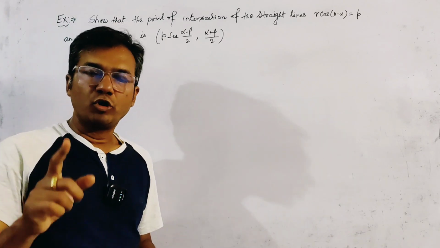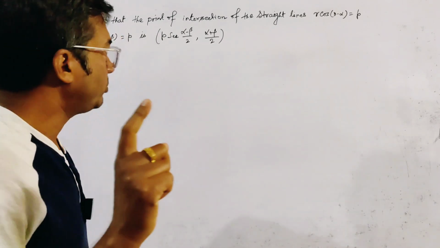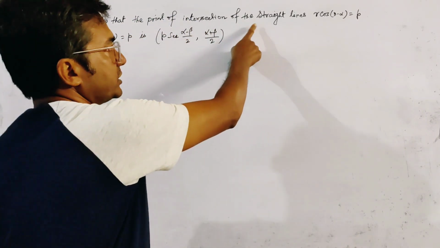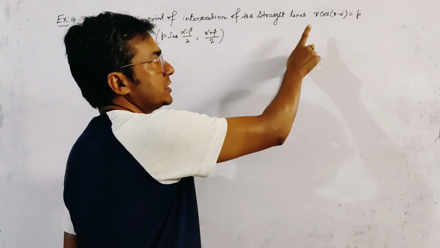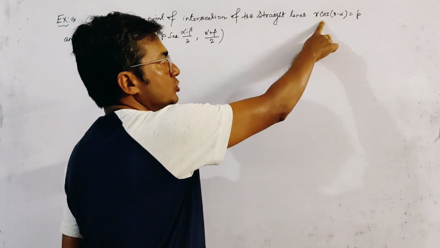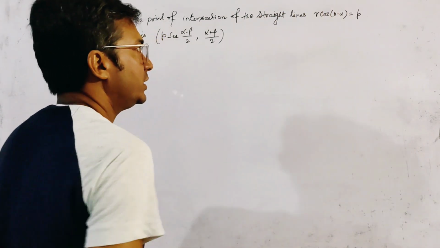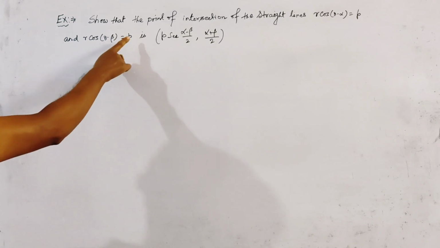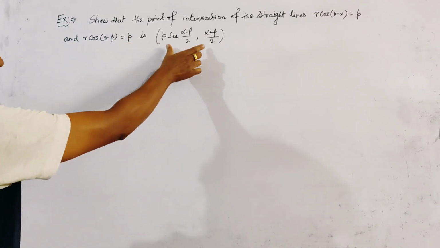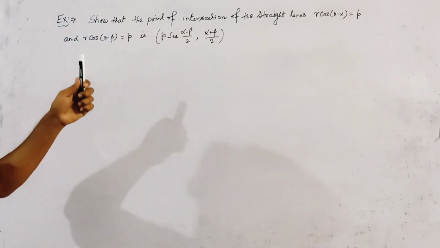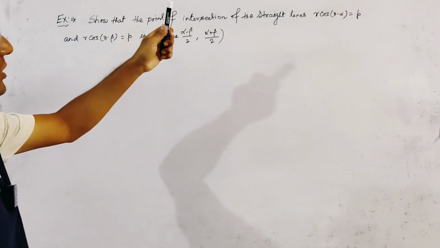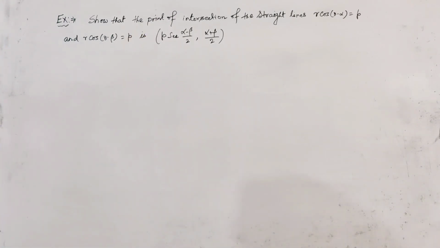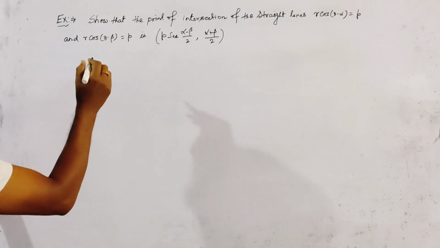Today's problem is from polar equations. Show that the point of intersection of the two straight lines r cos(θ − α) = p and r cos(θ − β) = p is given by this and this.